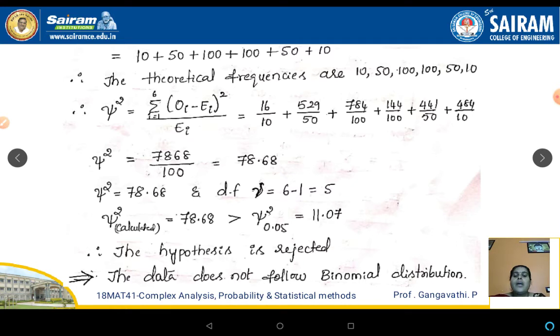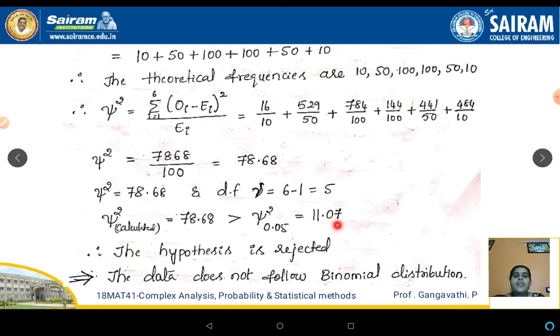Now chi-square is 78.68, and the degree of freedom for a binomial distribution is 6 minus 1, that is n minus 1, which is 5. The degree of freedom is 5 here. So the chi-square calculated is 78.68, and this is more than the tabulated value. The tabulated value was 11.07, which we can get from the table itself.